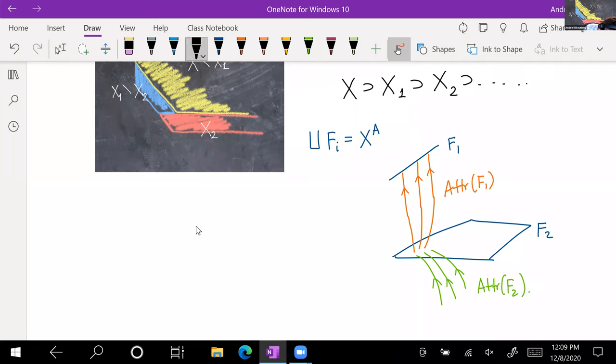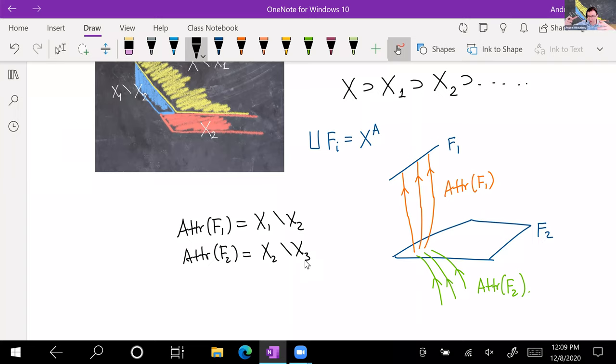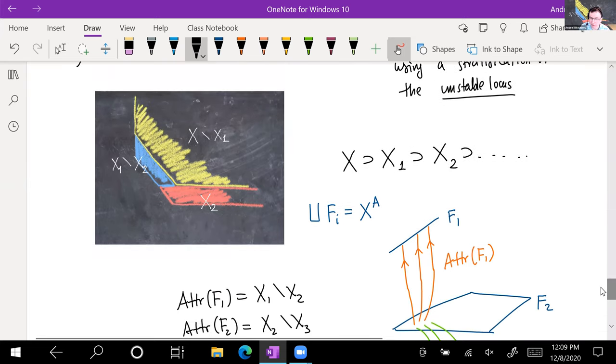So the attracting manifold of F1 would be X1 minus X2. The attracting manifold of F2 would be X2 minus X3, and so forth. So we take all these closed strata that we get starting from the components of the fixed locus. I hope you have some vague memories of that. Then the complements form an increasing sequence of open sets, and we would try to extend the class by induction using one stratum at a time.